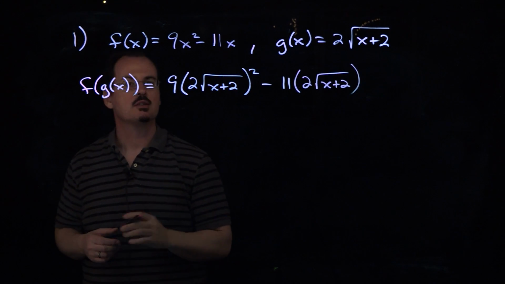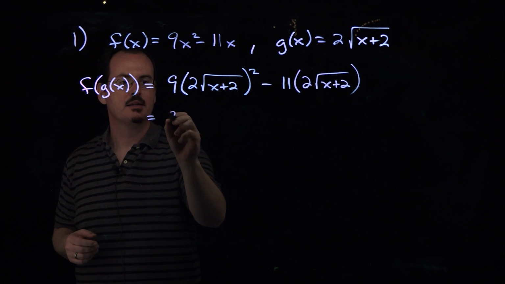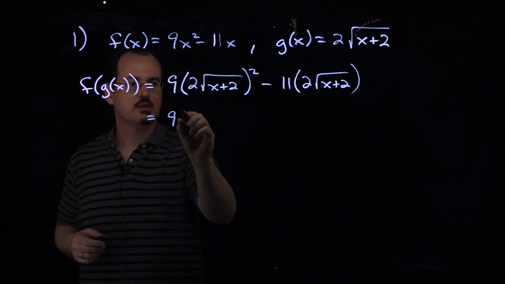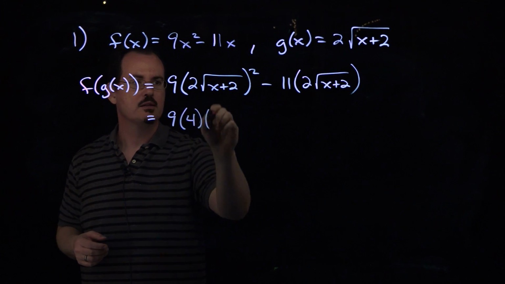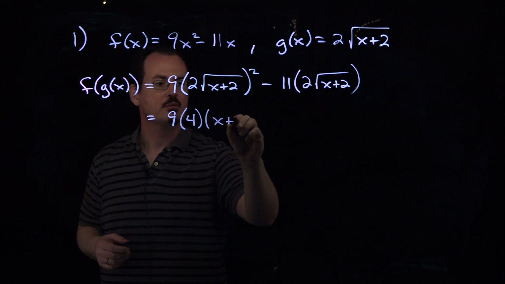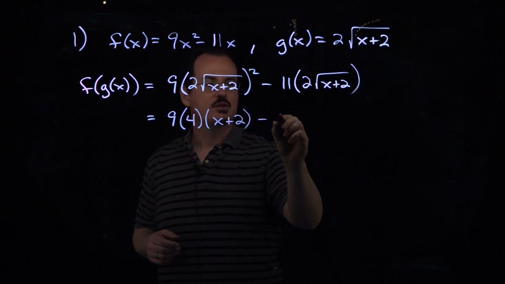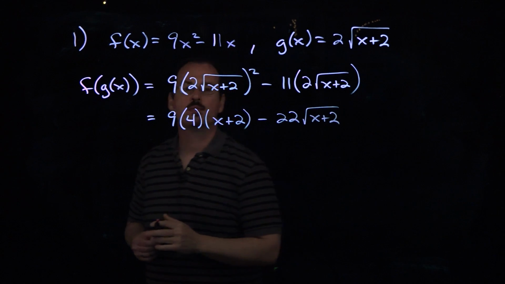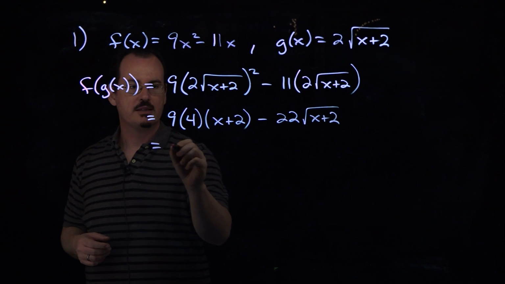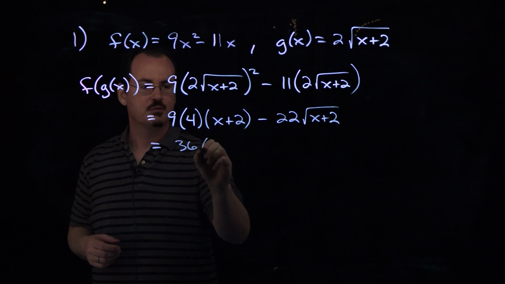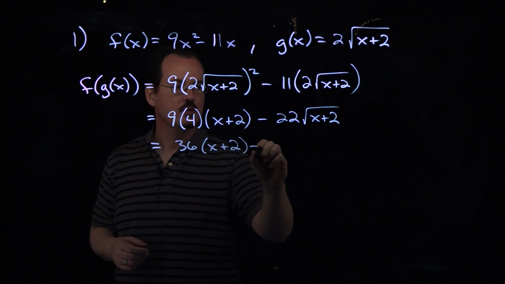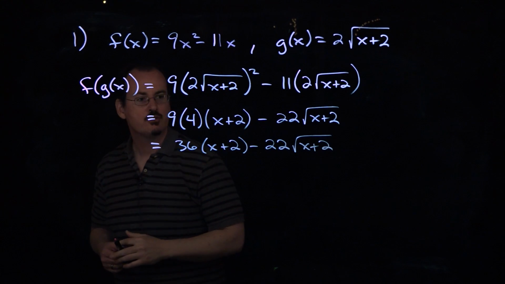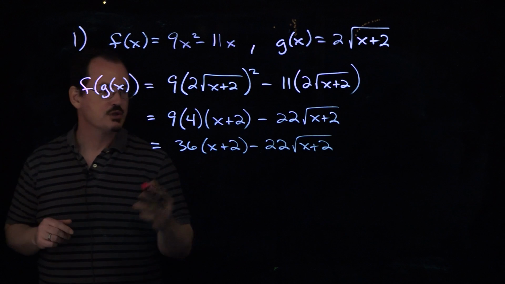Okay, then we'll simplify this a little bit. We're going to get 9. Now remember, when you square something like this, you square everything within there. So we're going to get 4, and then squaring the square root makes that go away, so we get x plus 2. And then here we're going to get minus 22 square root x plus 2. So let's simplify this a little bit. That's 36 times x plus 2 minus 22 square root x plus 2. So that's good enough. If you wanted to distribute the 36, you certainly could. We'll just leave it like that.